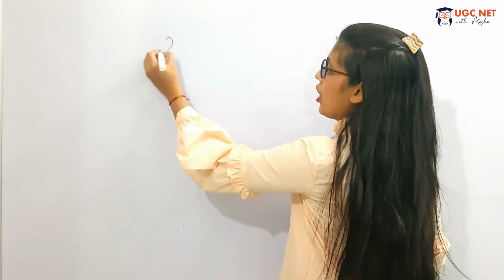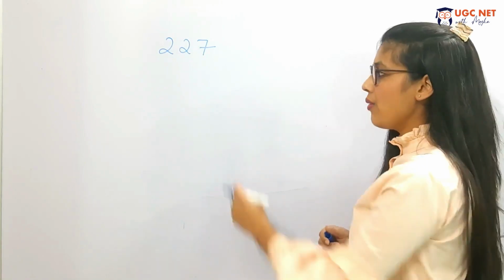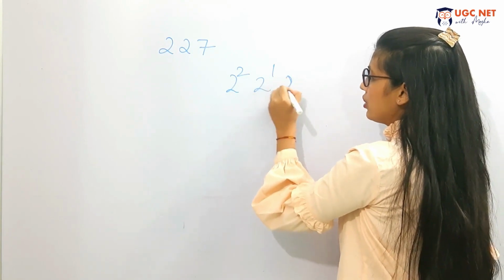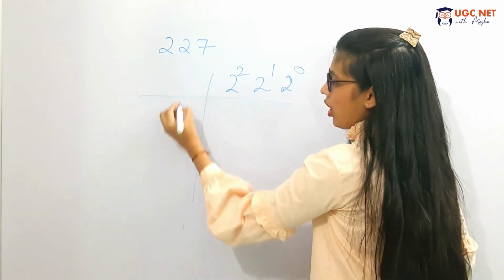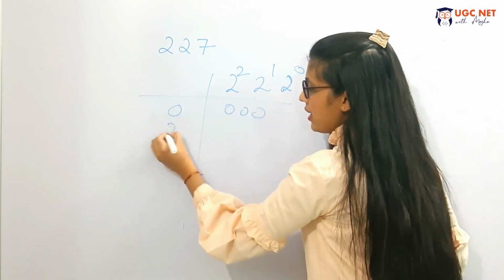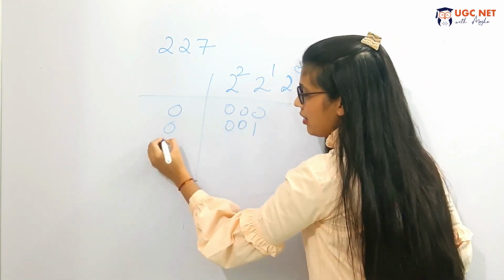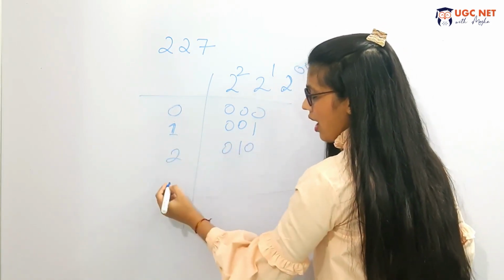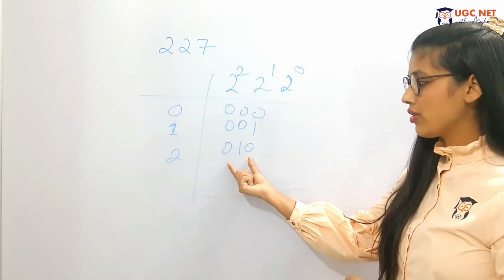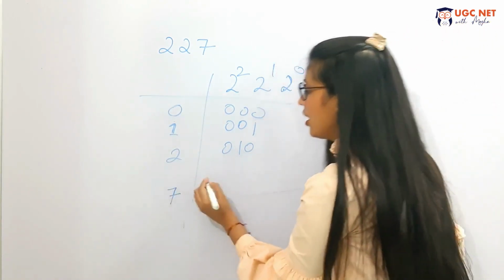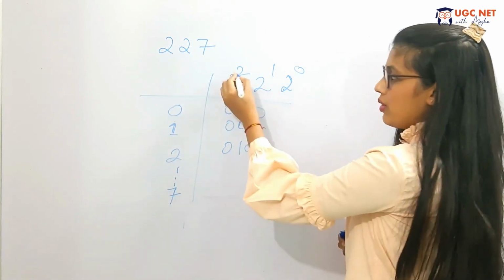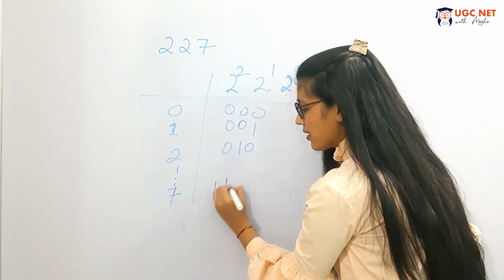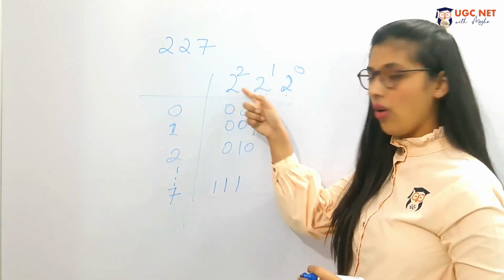Let's take a number 227. Now we all know the conversions for 2 to the power 1 and 2 to the power 0 in base octal. So 0 is 0, 0, 0, 1 is 0, 0, 1, and 2 would be represented by 0, 1, 0, and so on. Now we will be using these groupings only, and since we want 7, 7 would be 2 raised to power 2, that is 4, plus 2 plus 1 is 7.